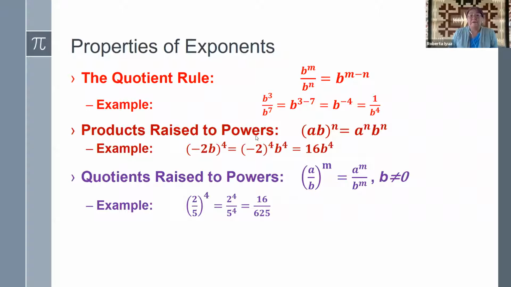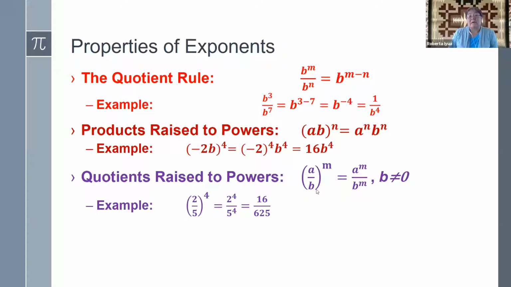And then we have the products raised to powers. So we have a times b raised to the n. We separate them, distribute the n to each term, which will be a raised to the n times b raised to the n. And in my example, we'll go with negative 2b raised to the 4th. So we have negative 2 raised to the 4th and b raised to the 4th. We get 16 b raised to the 4th.